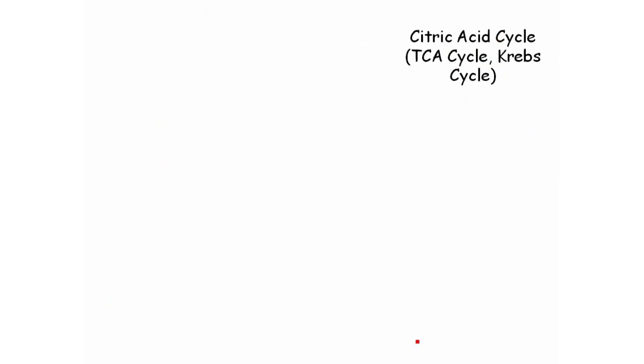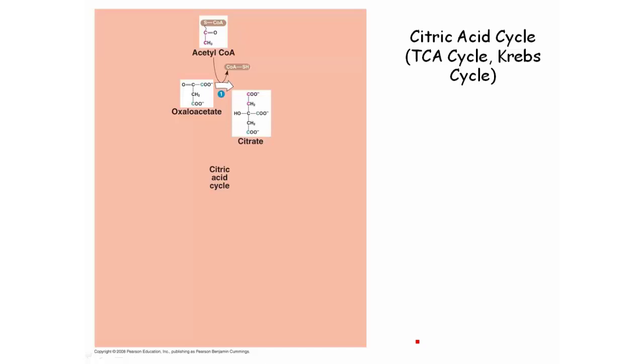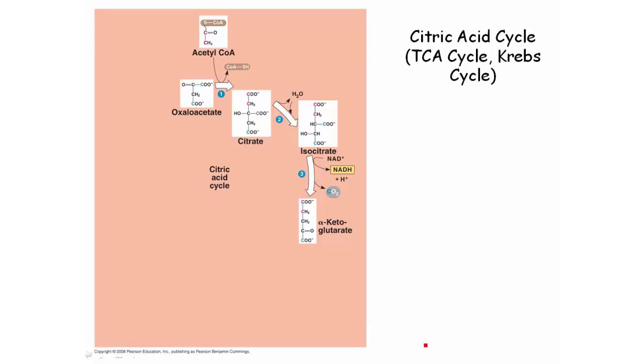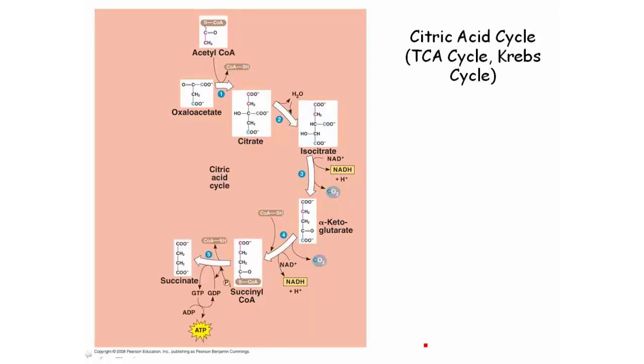If we look at the citric acid cycle in a little more detail, we're going to take the 2-carbon acetyl-CoA and attach it to the 4-carbon oxaloacetate, and we will get citrate. Citrate is a 6-carbon molecule. There will be some water lost and water gained. We will have a redox reaction where we then produce alpha-ketoglutarate after we remove some carbon dioxide. We have another carbon dioxide removed, and we also have another redox reaction.